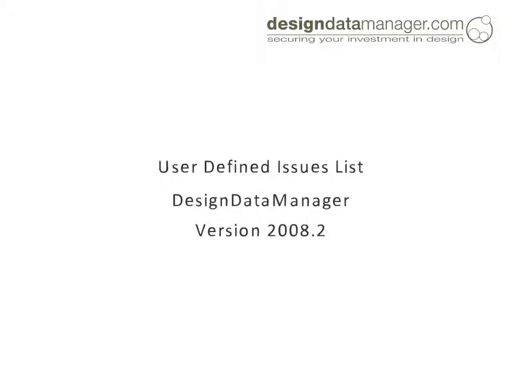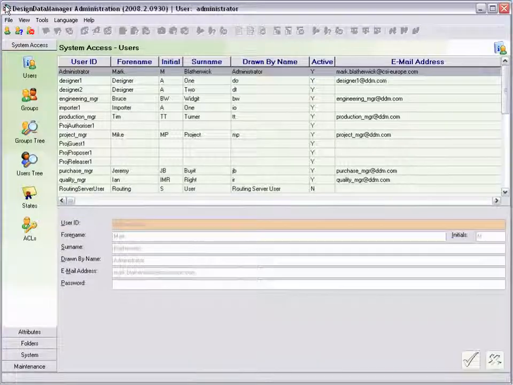In the latest release of DDM version 2008.2, the administrator is provided with an option to restrict the issue numbers or letters that can be used by a predefined list. In a situation where issues contain both numbers and letters, you may wish to omit the letters I and O to prevent confusion with 1 and 0.